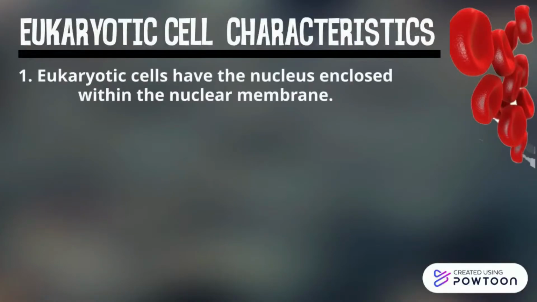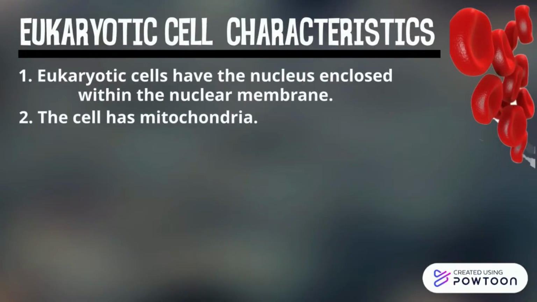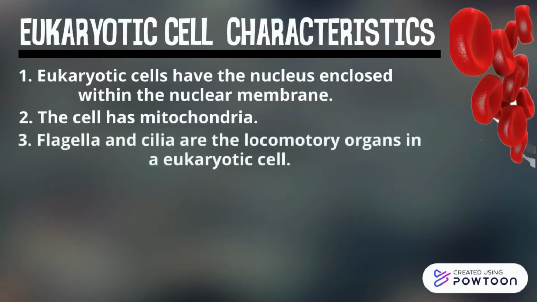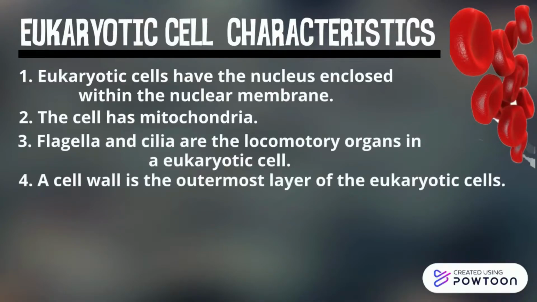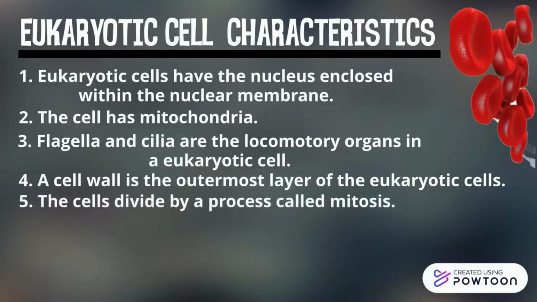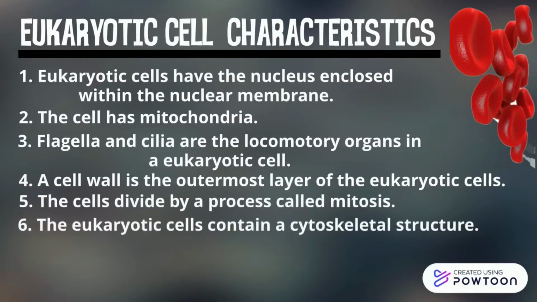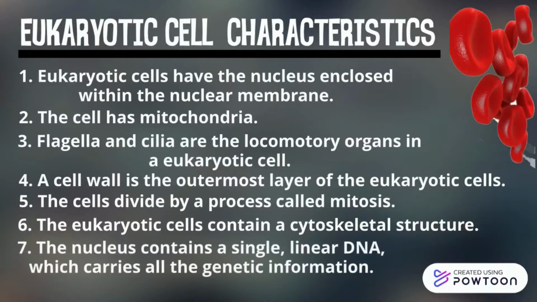1. Eukaryotic cells have the nucleus enclosed within the nuclear membrane. 2. The cell has mitochondria. 3. Flagella and cilia are the locomotory organs in a eukaryotic cell. 4. A cell wall is the outermost layer of the eukaryotic cells. 5. The cells divide by a process called mitosis. 6. The eukaryotic cells contain a cytoskeletal structure. And 7. The nucleus contains a single, linear DNA which carries all the genetic information.